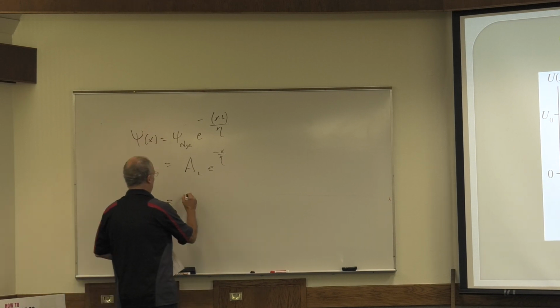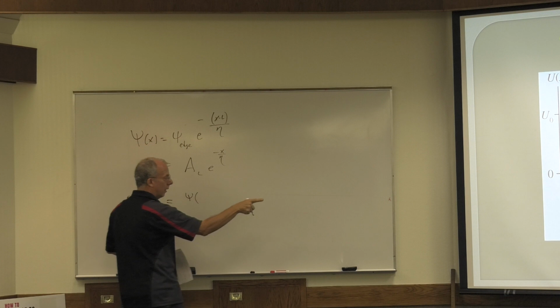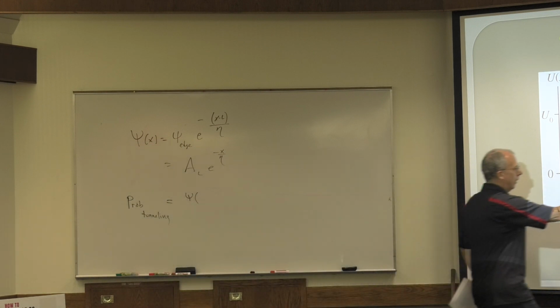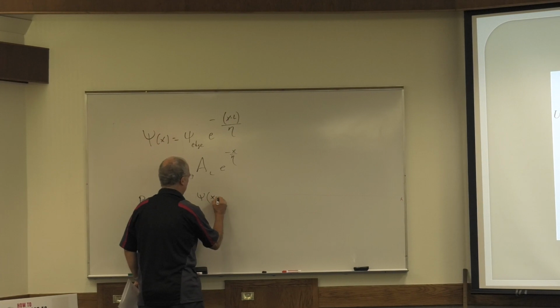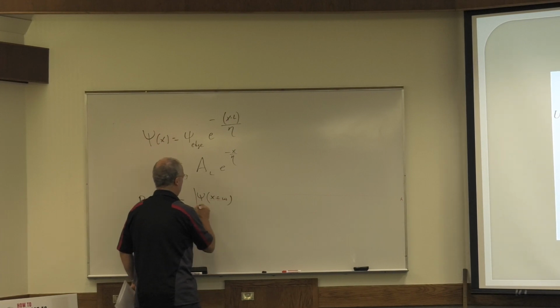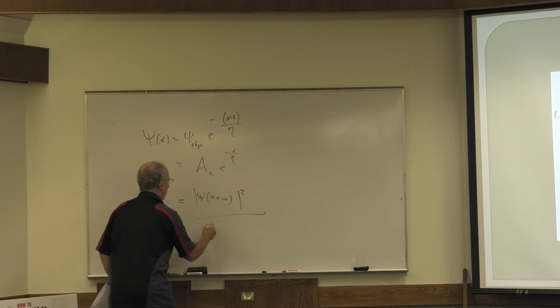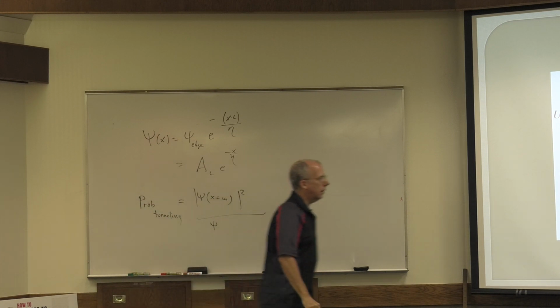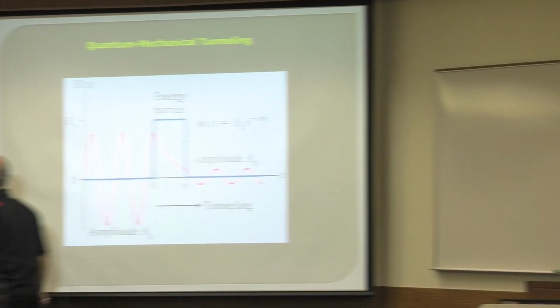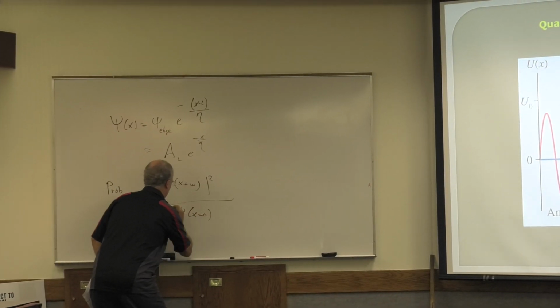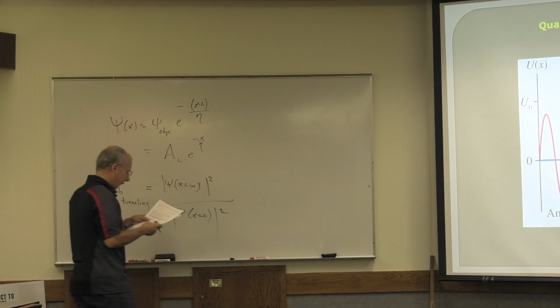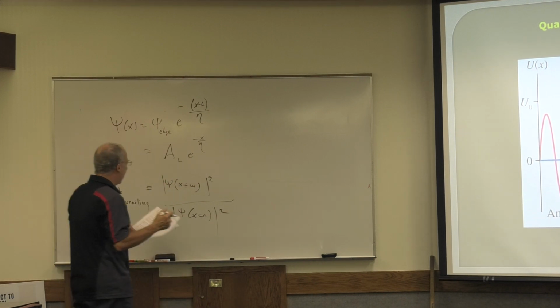is equal to the wave function here. So psi at x equals w, x equals w squared divided by the wave function here, x equals 0 squared. All right, we can do that.